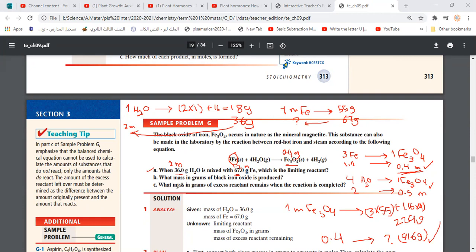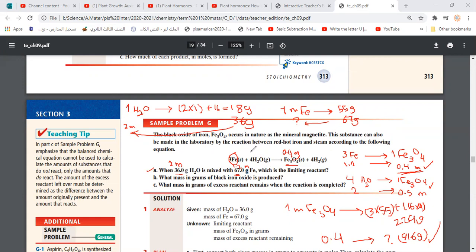The last question: what mass in grams of excess reactant remains when the reaction is completed? That means how much water is left. So, who can answer this one? Just tell me the steps. I'm always talking with the steps. No. How do you know? You are talking about Fe3O4. We're talking about water. We need to know how much is left from the water.